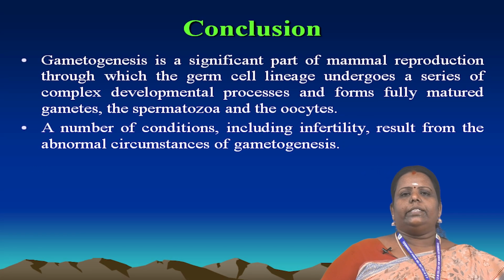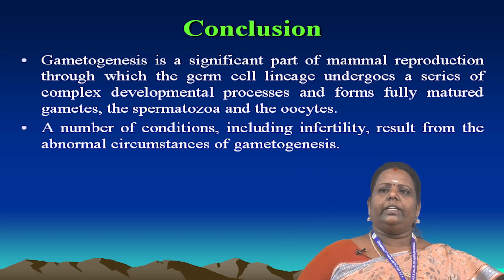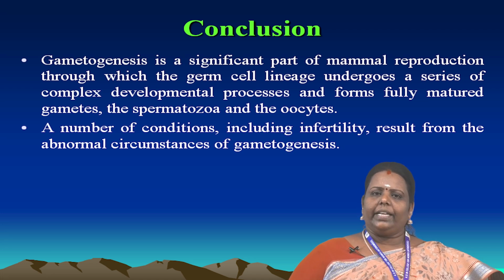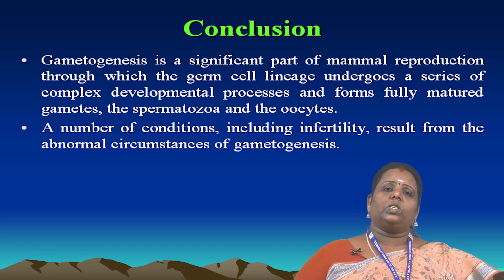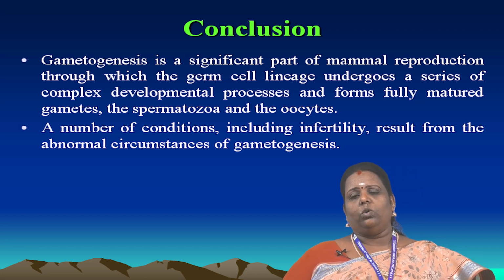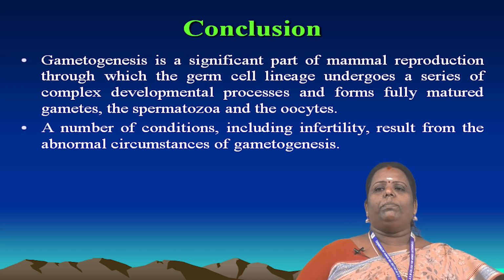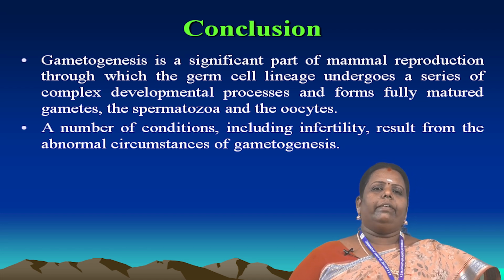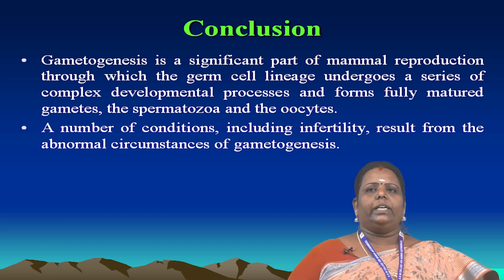In conclusion, gametogenesis is a significant part of mammalian reproduction. It is important because through it the germ cell lineage undergoes a series of complex developmental processes to become fully matured gametes, called spermatozoa and oocytes. A number of conditions, including infertility, result from abnormal circumstances of gametogenesis. So we have to maintain our food and care for the egg and also the birth. Gametogenesis is also important in developmental biology.